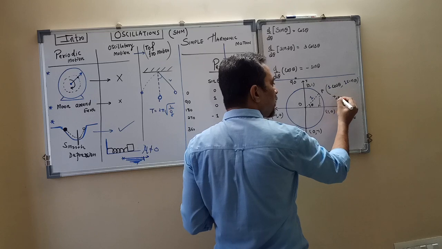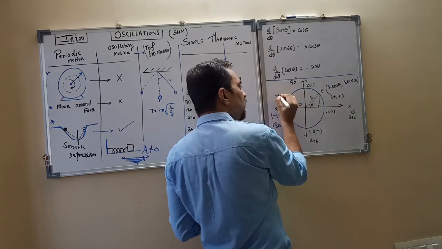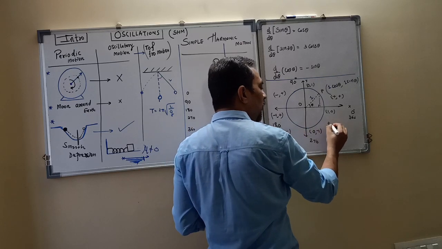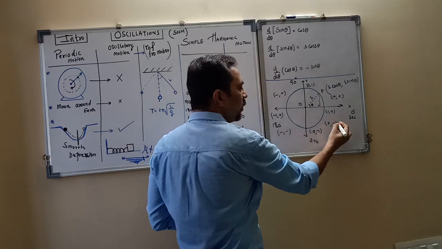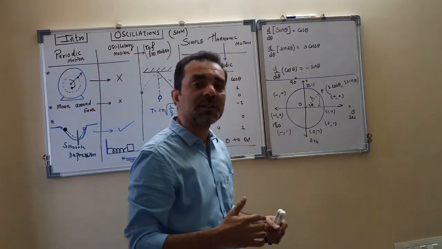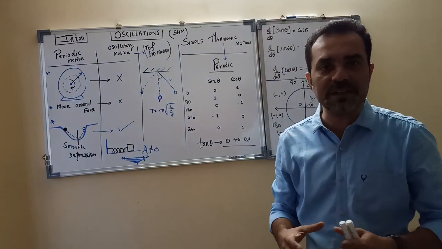ये first quadrant में sign क्या होता है? Plus plus. Second quadrant में sign क्या होता है? Minus plus. Here the sign is what? Minus minus. Third quadrant में, and here it is what? Plus minus. So this will help you to get the values of any that particular function in terms of the standard unit circle. You can easily derive.